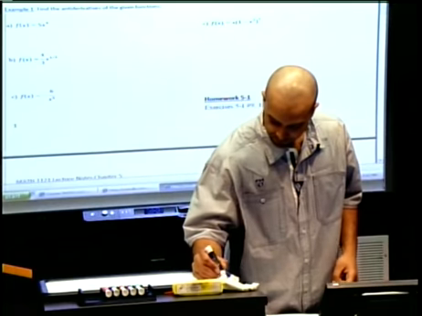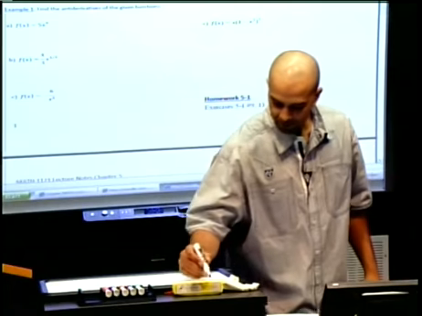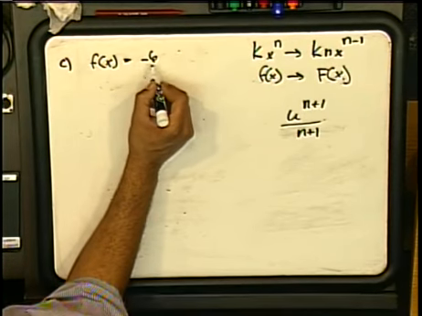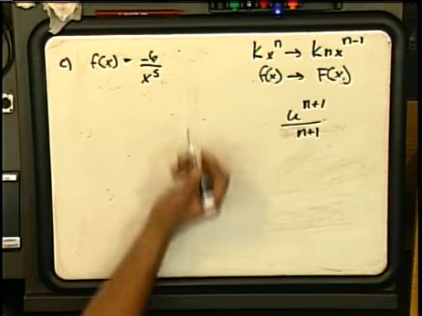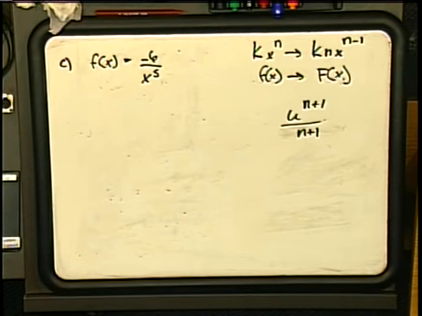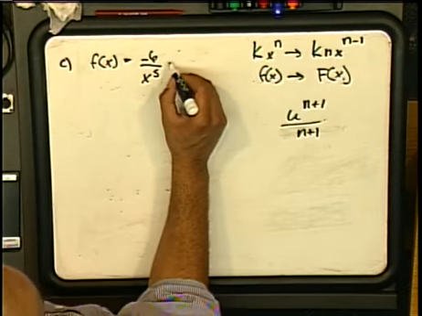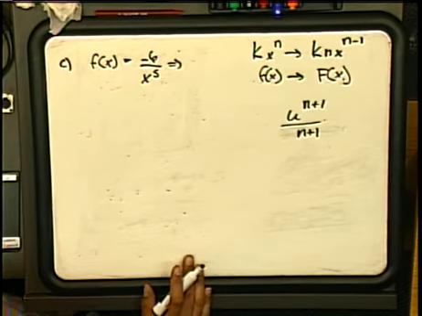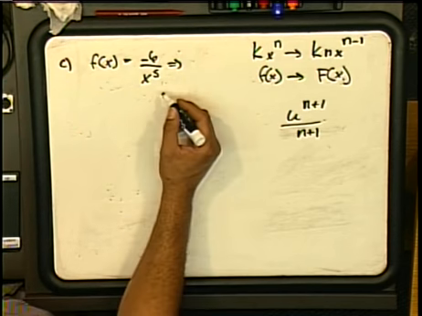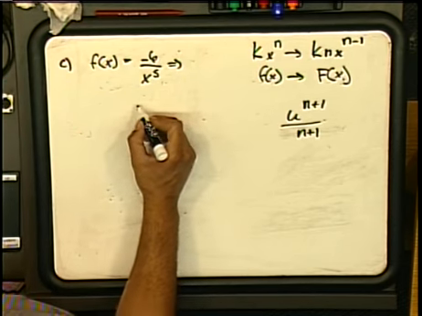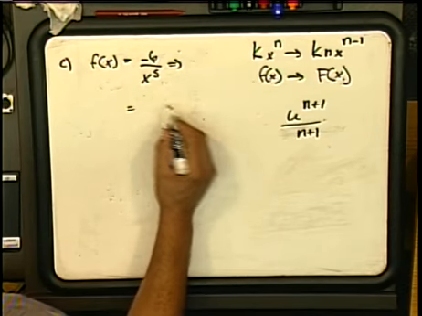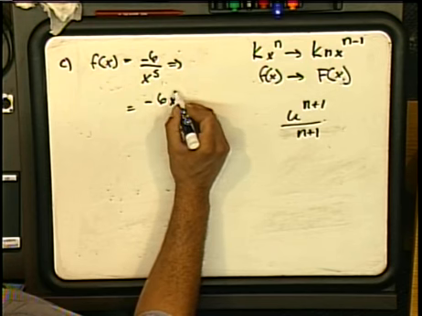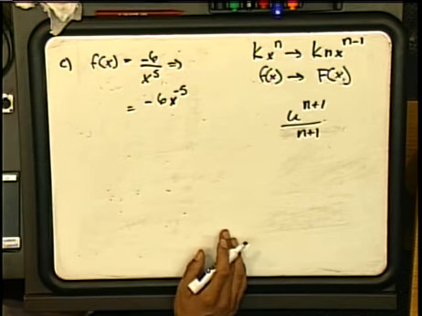C. F of x equals -6 over x to the 5th. We want to rewrite this to get the exponent in the top, just to make everything easier. So we can rewrite this to -6x to the -5th.